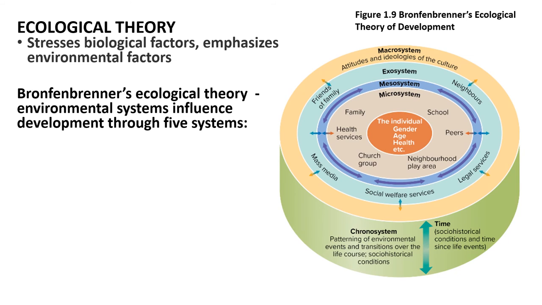So Bronfenbrenner's ecological theory is looking at how our environmental systems influence development through these five layers. Okay, so over the next five slides, I'm going to break down the five layers. Just real quick, you see the orange circle in the middle, then the beige circle, and then light blue, and then yellow, and then green.